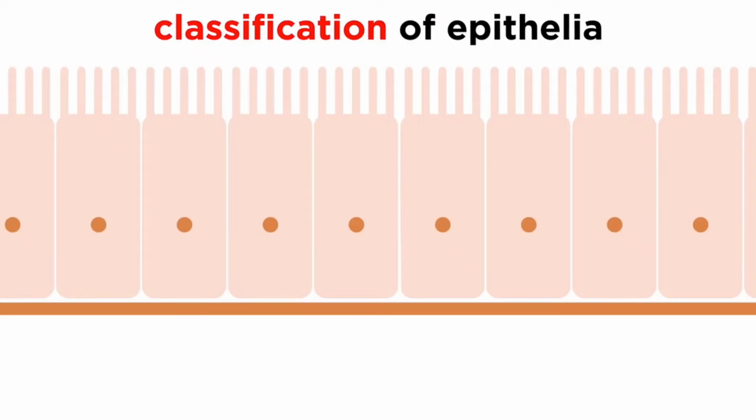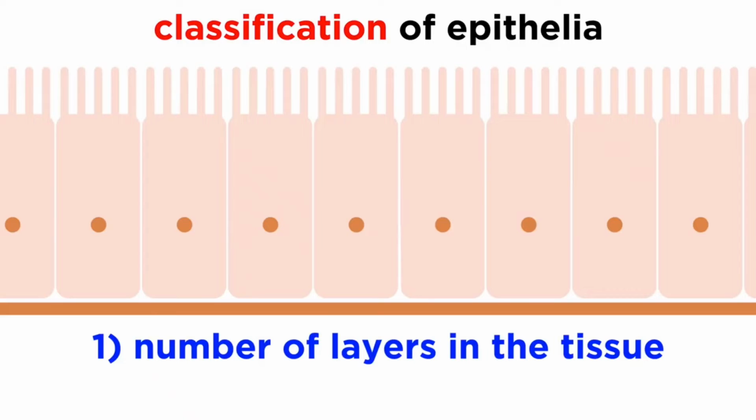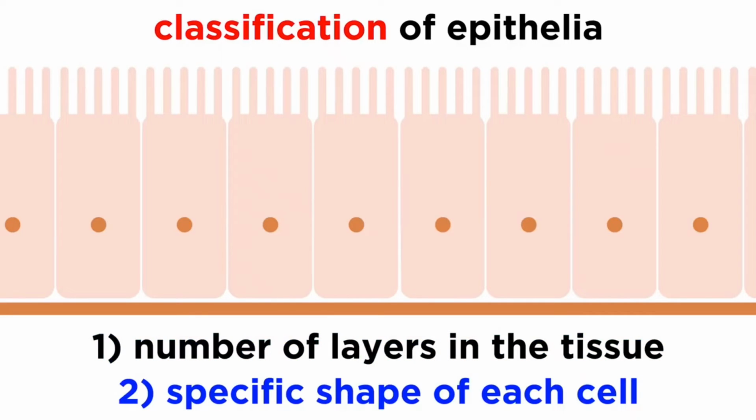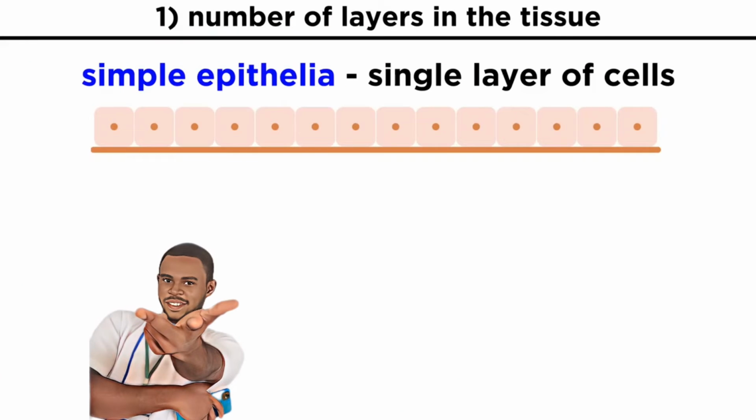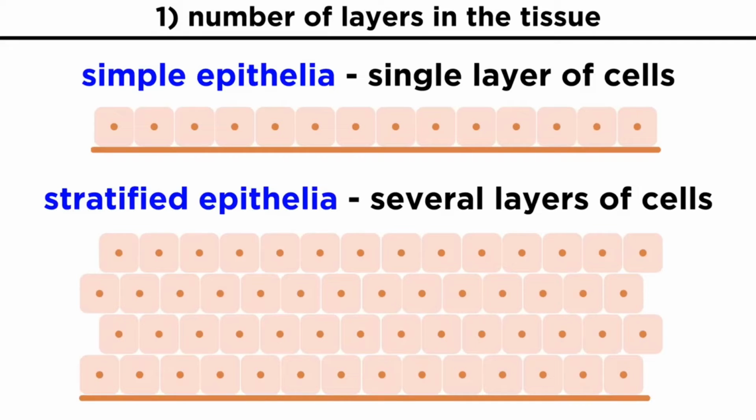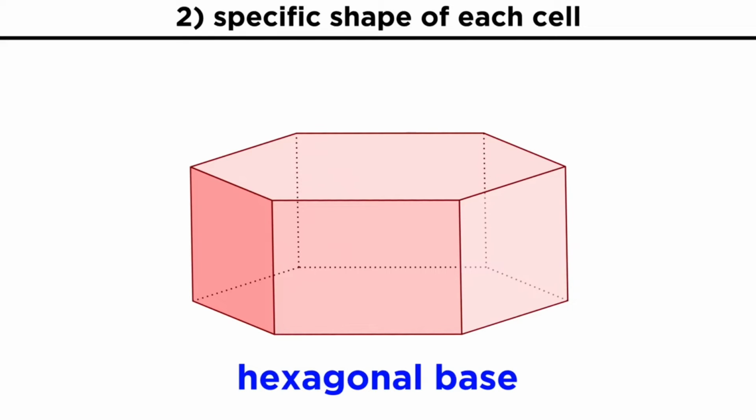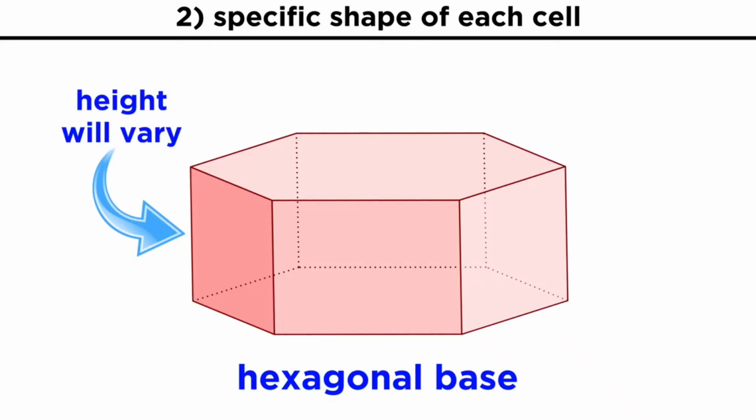Now let's discuss further classification of epithelial cells, as they vary in the number of layers present in a tissue, as well as the specific shape of each cell. First, there can be simple epithelia, which means a single layer of cells. Or there can be stratified epithelia, which means there are 2 or more layers of cells stacked on top of each other. Then, in terms of shape, each cell typically has a hexagonal base, which allows for close packing, but the height of each cell can differ.